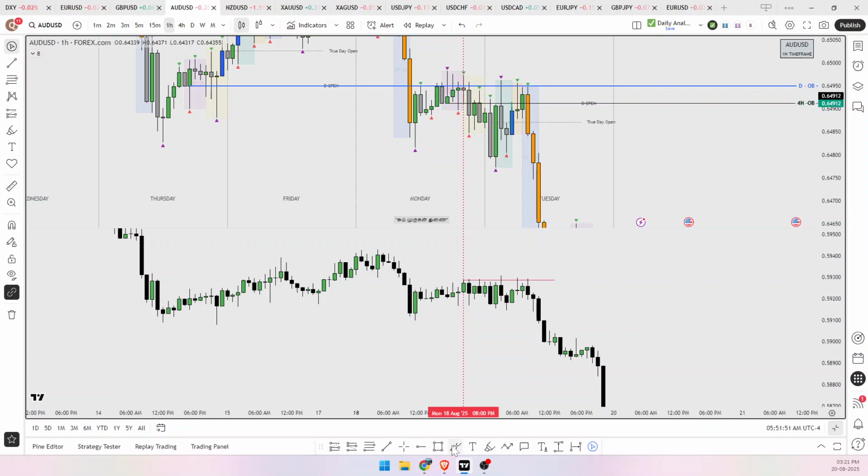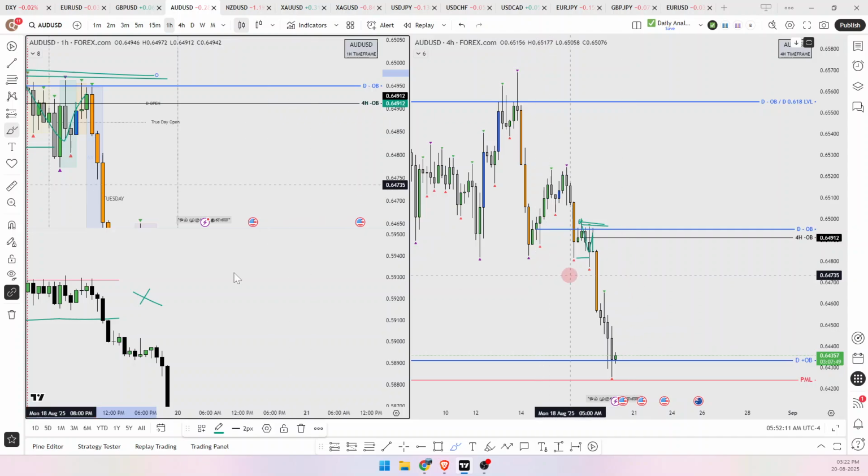And again, you can see one more SMT here. Here this low has been taken out in AUD, but this low was not taken out in NZD. So this gave the correlation that AUD is more bearish and it is not willing to move higher, and this gave more confirmation that our SL is protected and we can still hold on to our position. And as expected, it gave TP to us.